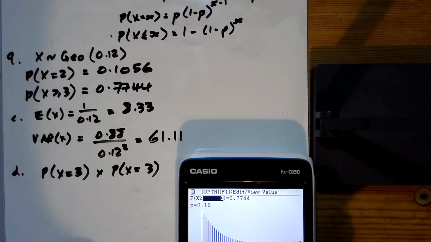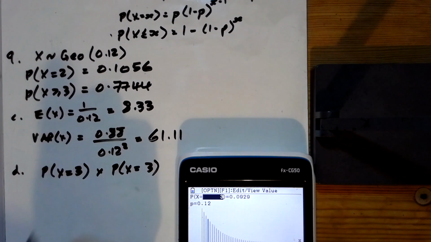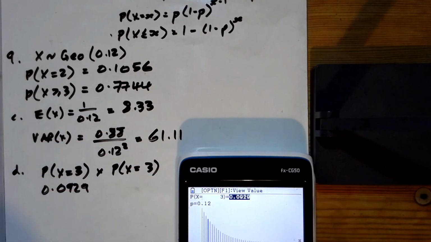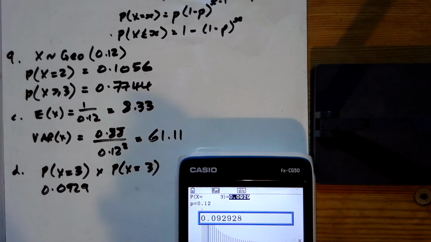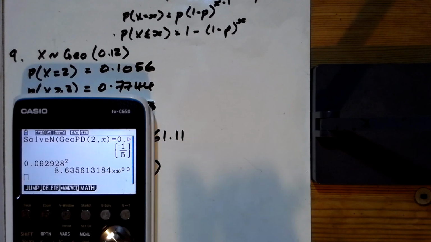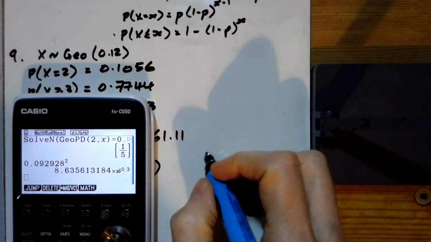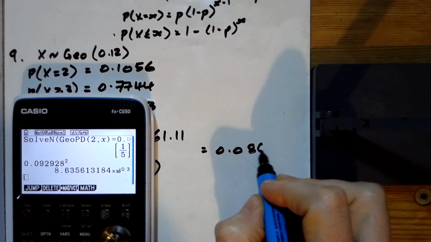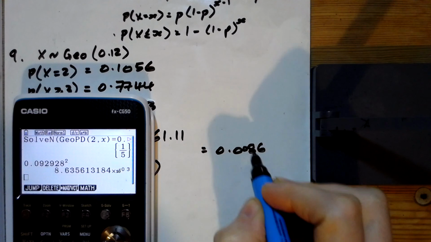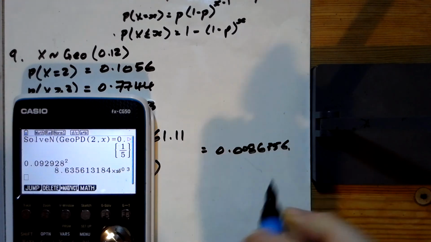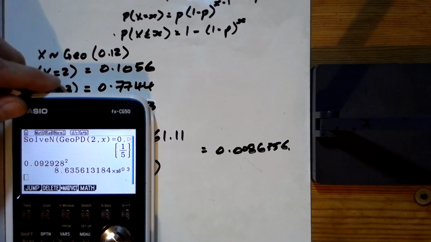Change that back to an equals one there. So the probability that it equaled 3 was 0.0929. Let's just look at that to see it. So it's 0.092928. And I think we just need to square that. Yeah, so just 0.092928 squared, and I'm getting that to be 0.0086356. That's quite small then, isn't it?